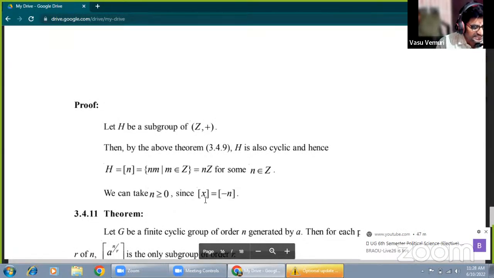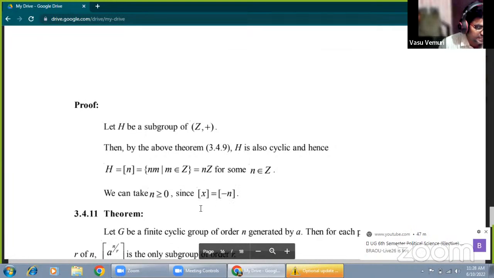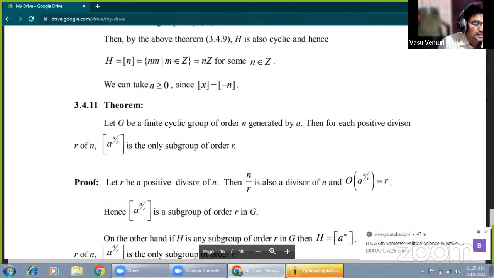The generator of the element is X equal to generated by minus N, because in additive notation the inverse of addition is subtraction. So N and minus N are both integers. So NZ is an integer, and minus N of Z is also an integer. Here N and minus N are both generators in an additive group. That's why generated by N equals generated by minus N. This is the above theorem: a subgroup of a cyclic group is cyclic.